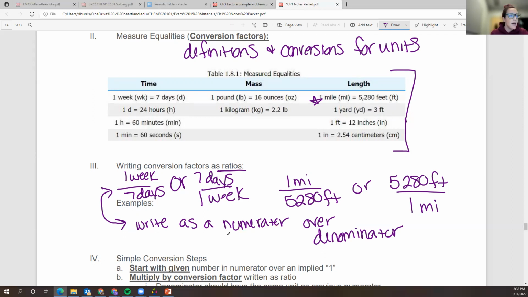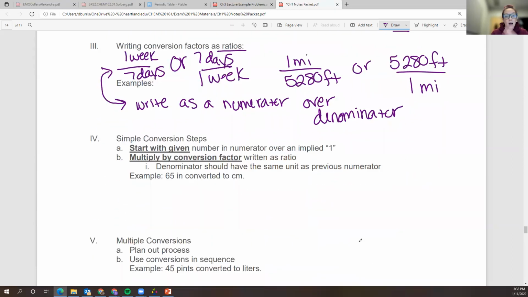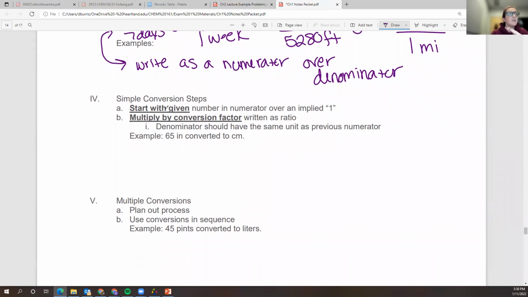There's some steps to solving any of these problems, but once you guys get this down, it's very systematic and it will work for you every single time. So the first thing I want you to do is always start with whatever your given number is in the problem over an implied 1. So I'm going to do this example right here, 65 inches converted to centimeters. So when I say start with your given, that means whatever number I gave you in the problem, I'm going to start with 65 inches over 1, an implied 1, because you can put anything over 1, right? And what we're going to do is we're going to multiply it by a conversion factor. Okay, so we're going to write an equality as a ratio.